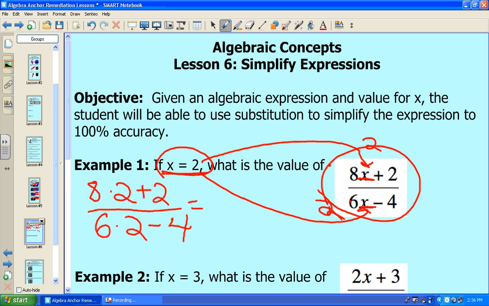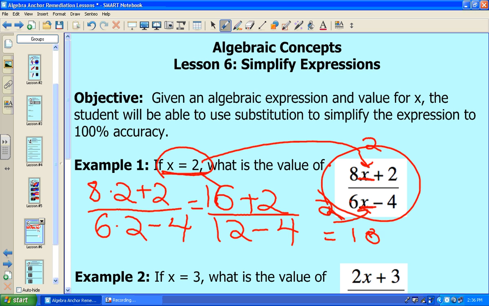8 times 2 is 16. Okay, and then you still have the plus 2 in the numerator. In the denominator, 6 times 2 is 12, and 12 minus 4. Okay, you can simplify that more. 16 plus 2 is 18. Okay, in the denominator, 12 minus 4 is 8.